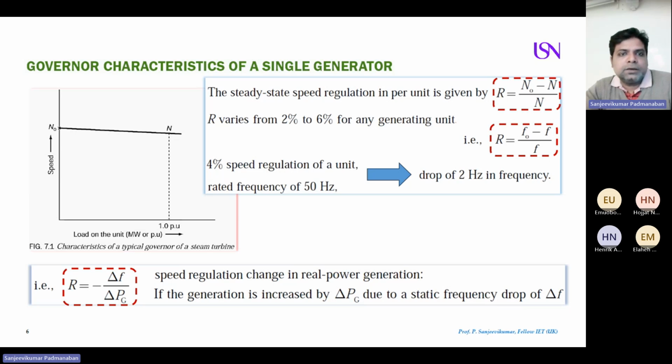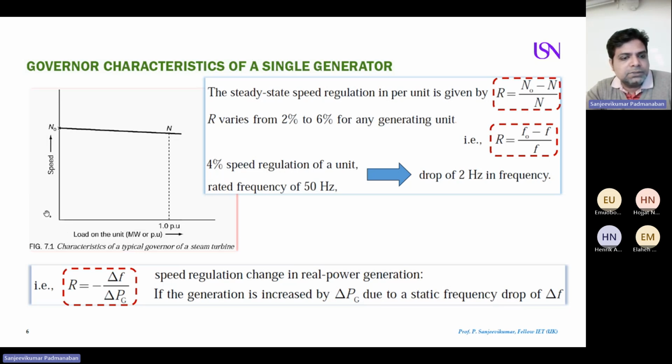In order to go with the analysis, the characteristics are very important. The governor characteristics of a single generator are shown here. The x-axis represents the load of the unit in megawatt or per unit, in per unit 0 to 1, and the y-axis represents the speed of the generator. So you can have a look at when the load is zero. If you had studied electrical machines in your bachelor's, it's a standard characteristic.